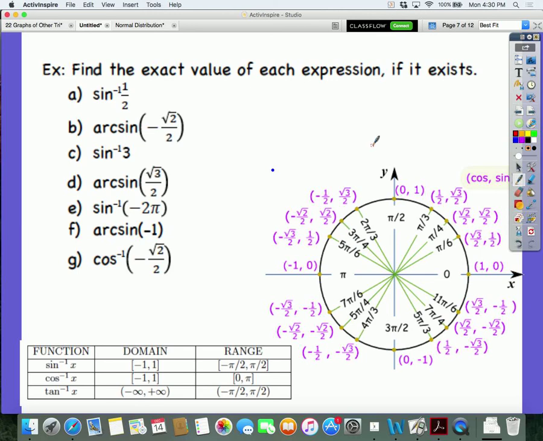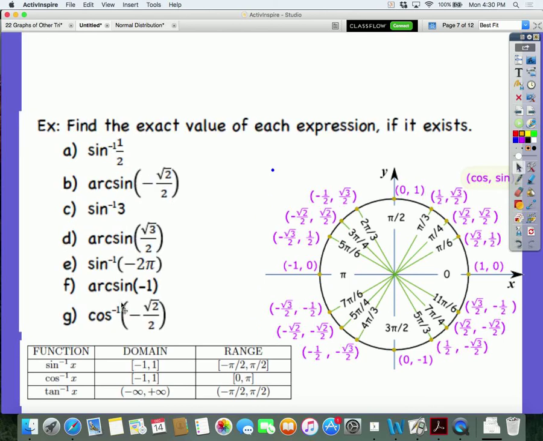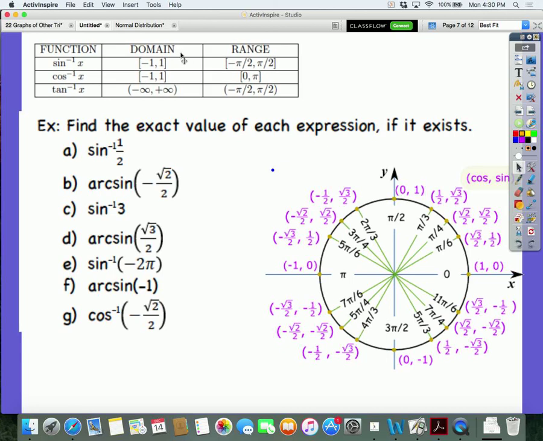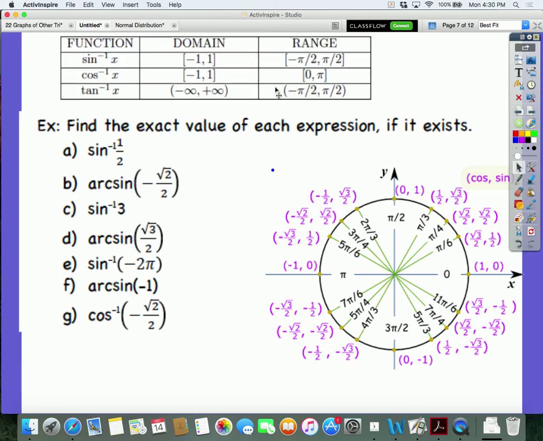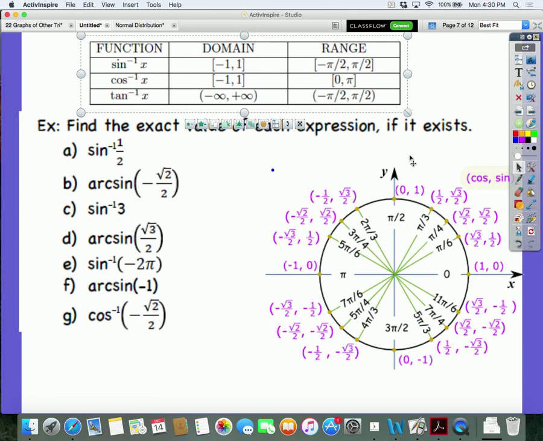So, to talk about this a little bit more in detail, you need to realize that these different inverse trig functions are restricted by the set domains that you see up here in this table. All of these values that are given to you here, like the 1/2, the negative square root 2 over 2, the 3, the square root of 3 over 2, are all x values that need to fall in these respective domains. So if you're looking at sine inverse and this value falls between -1 and 1, then you are able to get an answer.